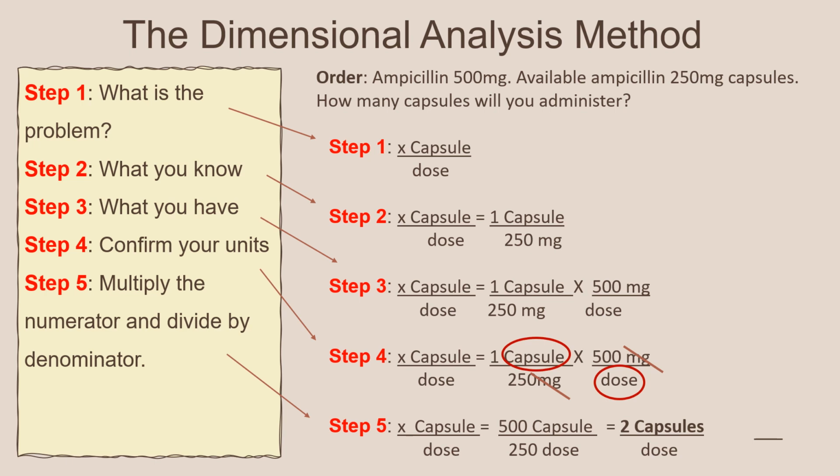All right, so let's do this whole process with a real order. The provider ordered ampicillin 500 milligrams. We have available to us ampicillin in 250 milligram capsules. How many capsules will we administer? Step 1, we need to find what we're trying to solve, which is how many capsules per dose. Step 2, we need to go straight across the equal sign with what we know about capsules. We know that one capsule is 250 milligrams. Step 3 is adding what we have, which is 500 milligrams per dose. In step 4, we're going to cancel out the like units, which would be the milligrams. So all we're left with is capsule on the top and dose on the bottom, which is exactly what we're looking for. In step 5, we do the math and we come out with 2 capsules.